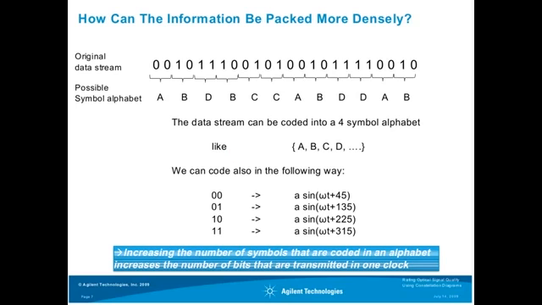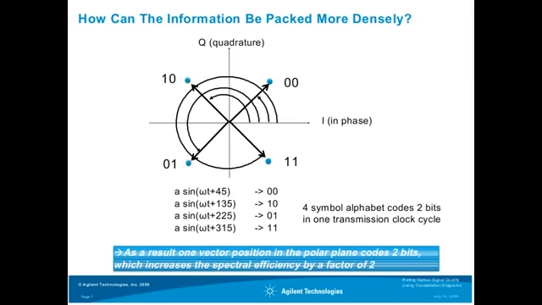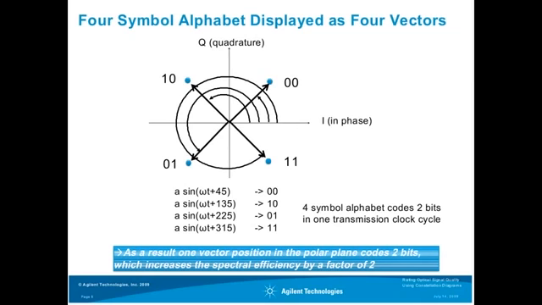But we are free in coding, and so we can code this also in another way. We could, for example, use the 0, 0 and code this as A times sin(ωt + 45 degrees). And we can code the 0, 1 as A sin(ωt + 135 degrees), and so on, coding 1, 0 with 225 and 1, 1 with 315 degrees. So in this case, we are increasing the number of symbols that are coded in an alphabet, and this increases the number of bits that can be transmitted in one clock. And this is a very basic concept of advanced optical modulation formats.